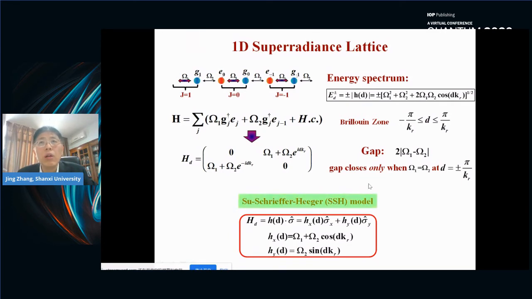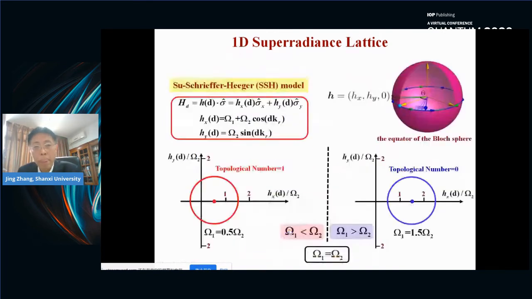For a given momentum, the Hamiltonian can be written in the general form of Pauli operators, which corresponds to the SSH model. The figure shows the locus of Hx, Hy as k runs over the BZ of the SSH model. When omega 1 is smaller than omega 2, the locus covers all the equator of the Bloch sphere as k runs over the BZ, which means the topological number is 1, and the energy band is topological.